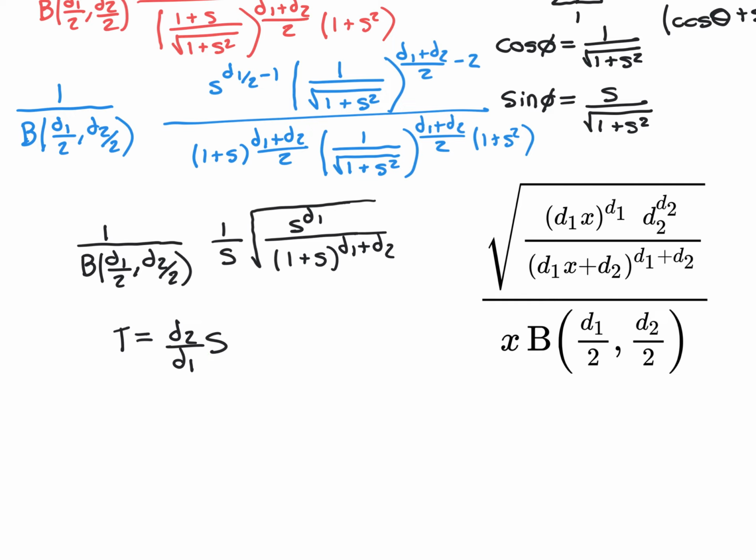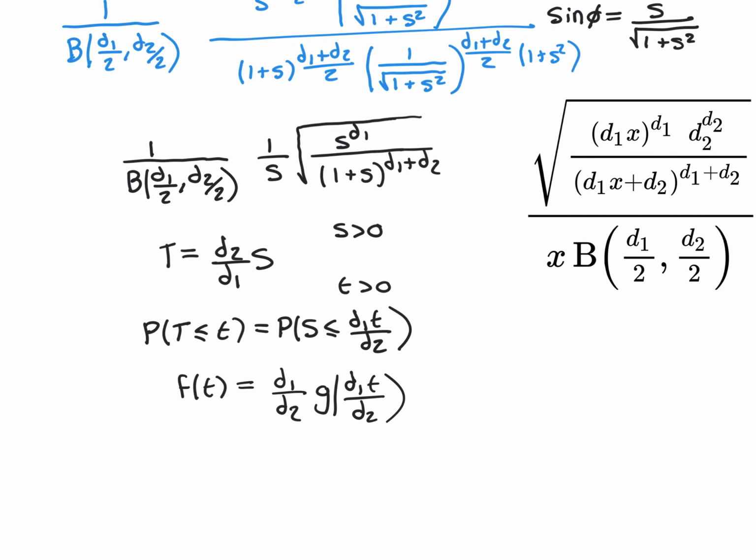And then, again, forget this bit and this bit. We've got 1 plus x here, which is what we've got here, to the power of d1 plus d2. So we're looking very, very good. So let's do the final bit now.